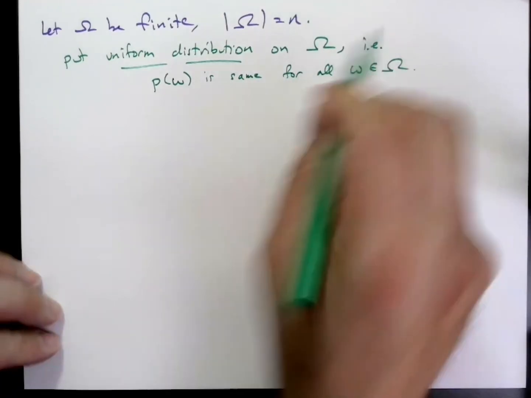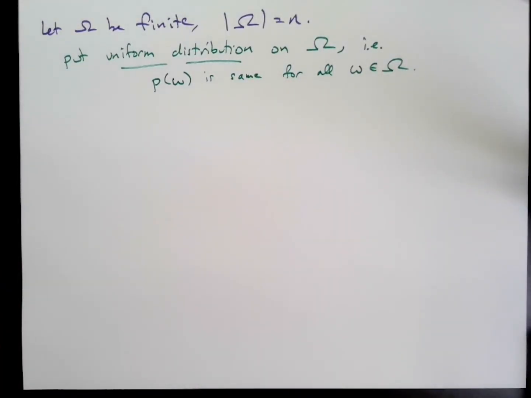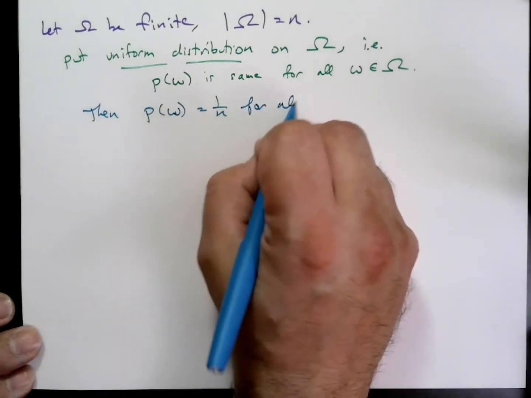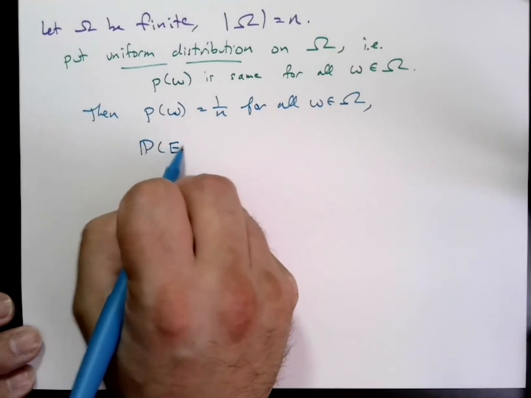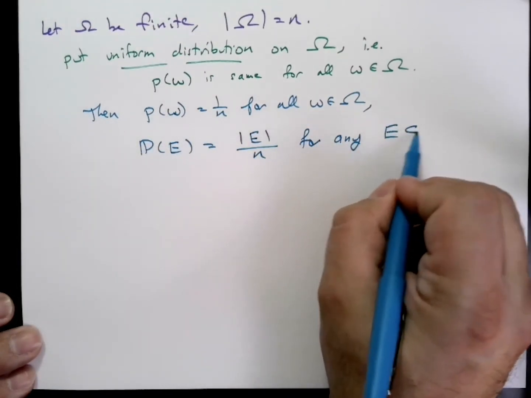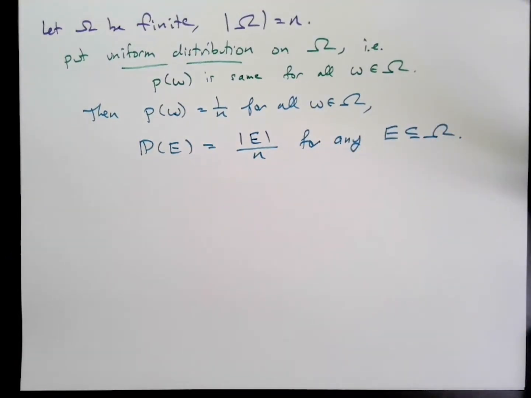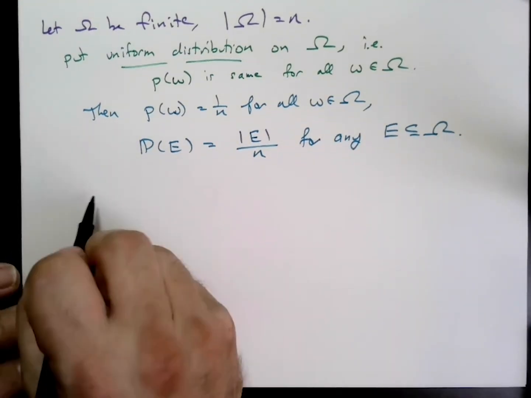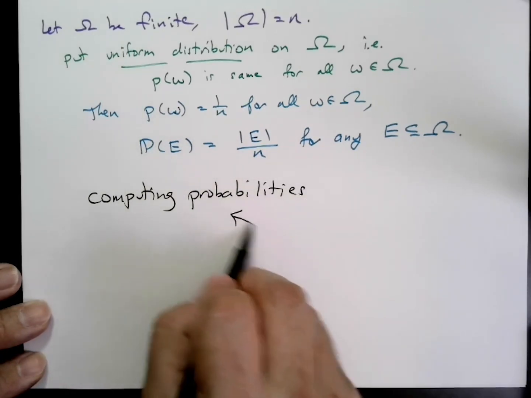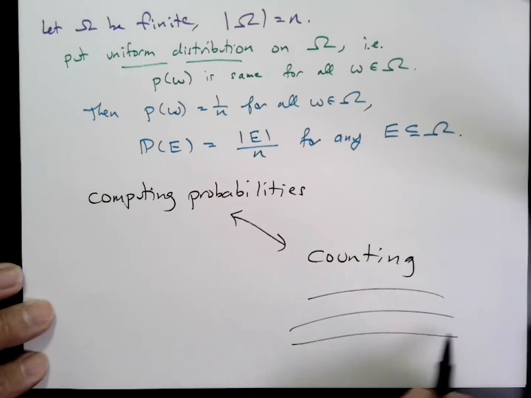Now it's pretty easy to see, since there's n points and they all have the same value and they add up to 1, the value has to be 1 over n. So p of little omega is 1 over n for any point little omega in big omega. Moreover, the probability of any event is just the size of the event divided by n, just the number of elements in it. So computing probabilities basically boils down to counting in a lot of cases.